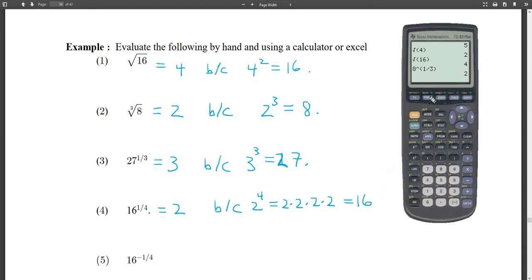On a calculator, 16 raised to the, now you have to do 1 divided by 4 like this. See that? 16 raised to the 1 divided by 4, with the exponent in parentheses, and you get back 2. Or you could say 16 raised to the 0.25 power, because 1/4 is 0.25. Also get back 2.